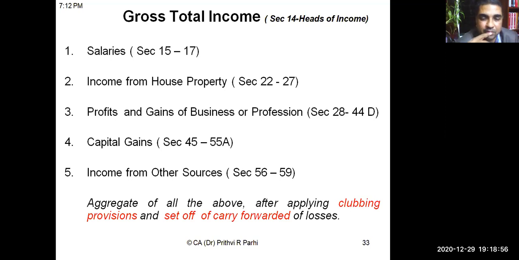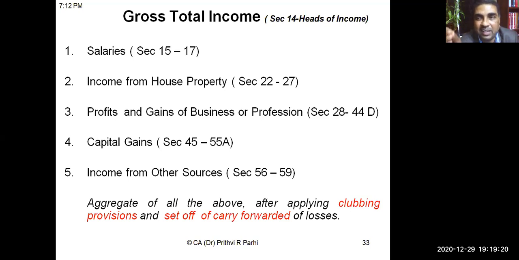Sir, is the clubbing provision to be deducted? Added. Income to be clubbed means what? It is added, merged. Sir, it is another person's income, so why will it be added? In certain situations it will be added. That's what I told you. In certain situations only it will be added, not in all situations.